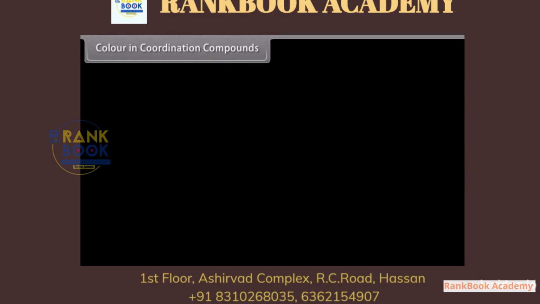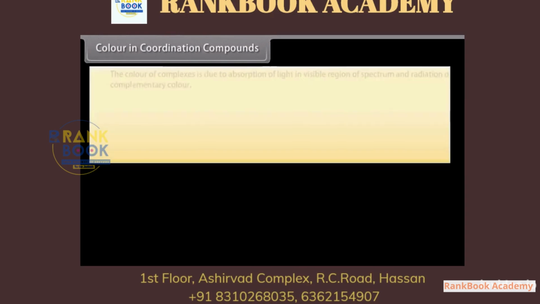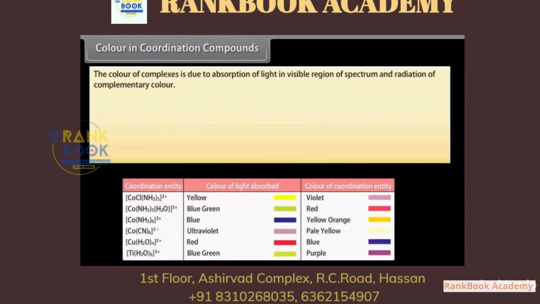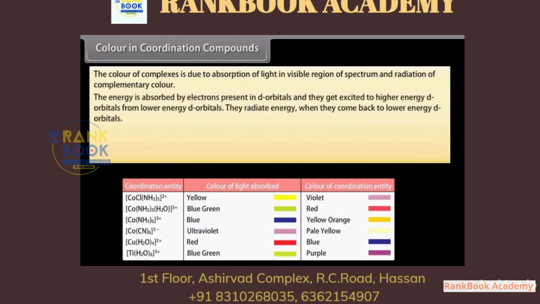Color in coordination compounds. The color of complexes is due to absorption of light in the visible region of the spectrum and radiation of complementary color. The energy is absorbed by electrons present in d orbitals, and they get excited to higher energy d orbitals from lower energy d orbitals.